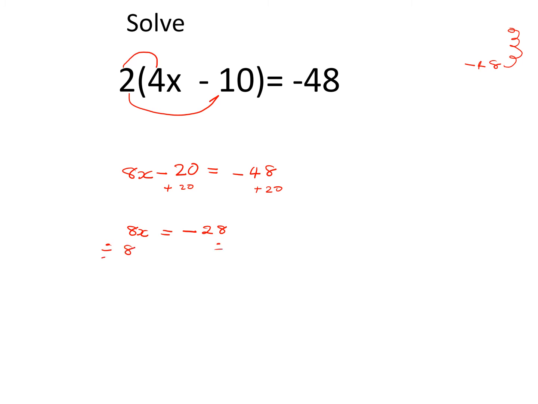Divide by 8, and you've got x equals minus, let's do 28 divided by 8 using the bus stop method. 2 divided by 8 we can't do, so we put the 2 there. 28 divided by 8 is 3, remainder 4, and into 4 we can do, so we put a decimal there, and into 40 is 5. So the answer is minus 3.5. Okay, and that's our answer there.